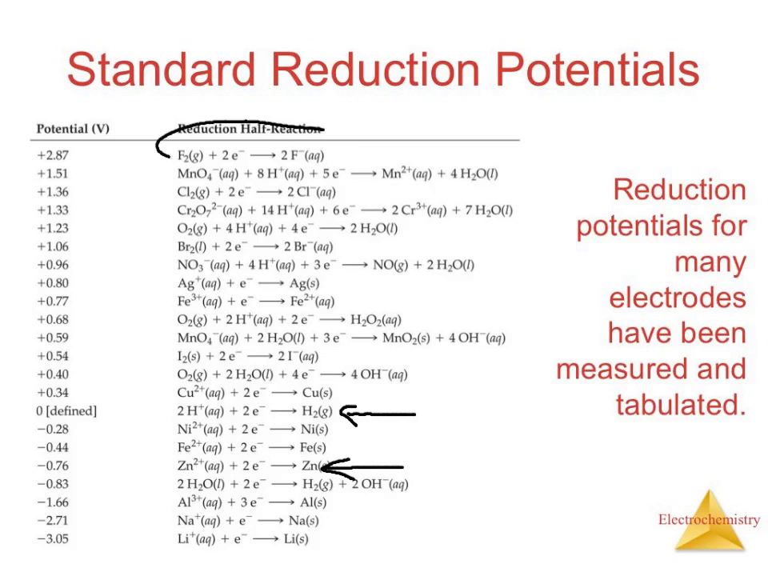Okay, so you've got your fluorine up here at the top, plus 2.87. So that means that when you put fluorine with hydrogen, the standard hydrogen electrode, the fluorine has a much higher potential to be reduced. So that means that it's going to take the electrons away from the hydrogen. So the electrons are going to flow towards the fluorine, and it's going to get reduced. It's going to be the cathode, is the other way to say that.